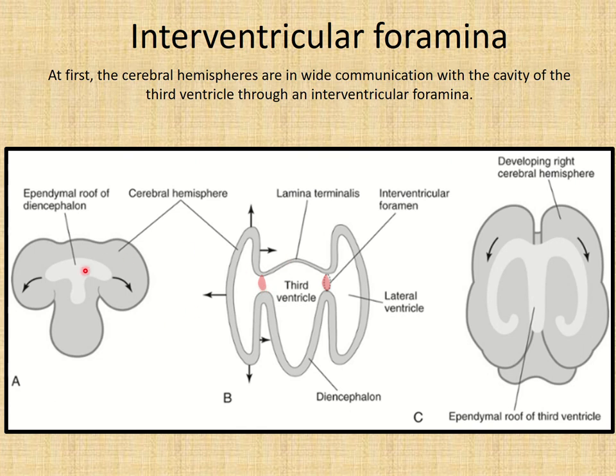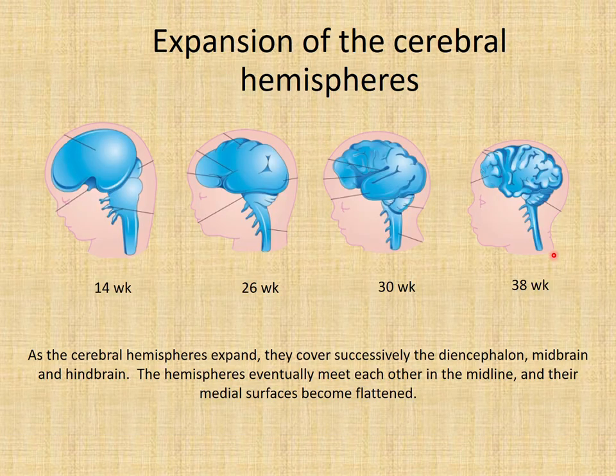And so here you can see at first there's wide communication with the third ventricle from the lateral ventricles, and that they're going to eventually constrict down as this lateral ventricle and entire telencephalon maintains more of a C shape. The interventricular foramen is going to constrict down and become a smaller opening.